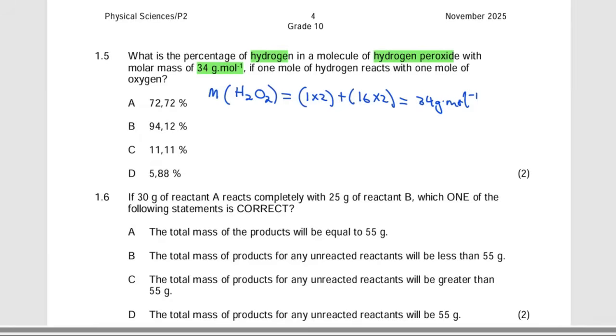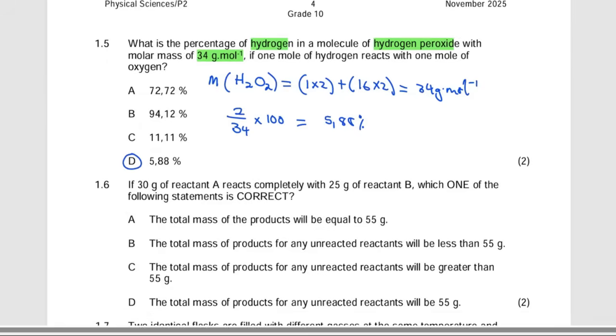The percentage there of hydrogen. So how many hydrogens do you have there? It is 2. So the number of hydrogens is 2. So we're going to say 2 all over the total mass that we have there, which is 34, right? So 2 over 34, then multiplied by 100, so as for us to convert to a percentage. If we do our math there, we're going to get a value of 5.88%, which is our option D there.